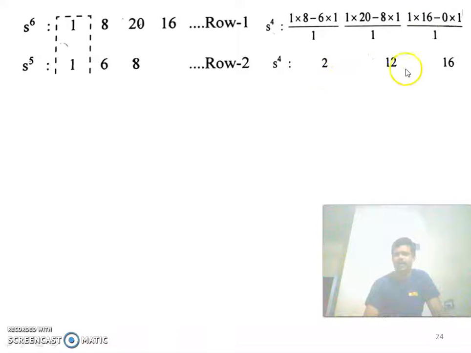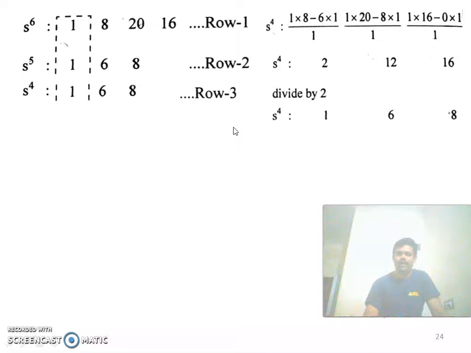We are getting 2, 12 and 16. Again it can be divided by 2. We will be getting 1, 6 and 8 for s to the power 4. Now we have to calculate s to the power 3.